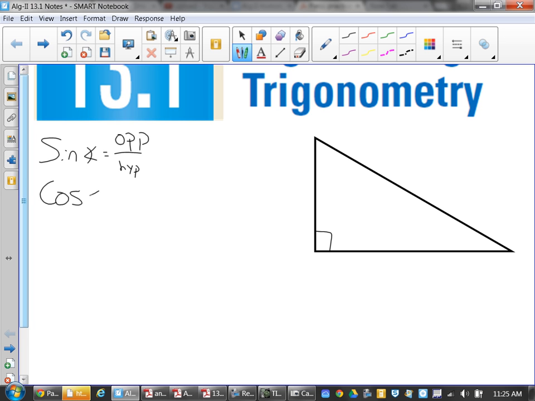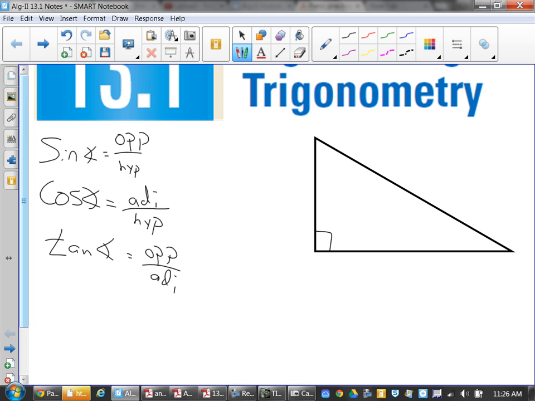Cosine is adjacent over hypotenuse. Just figure that out. And then your tangent is opposite over adjacent.